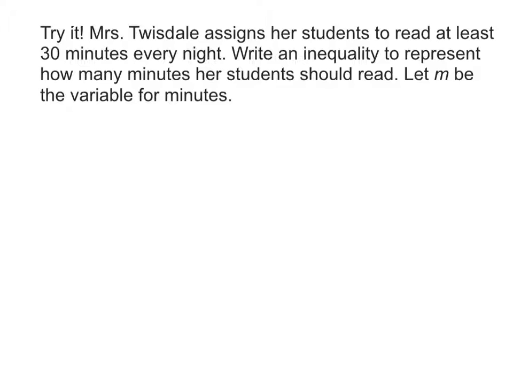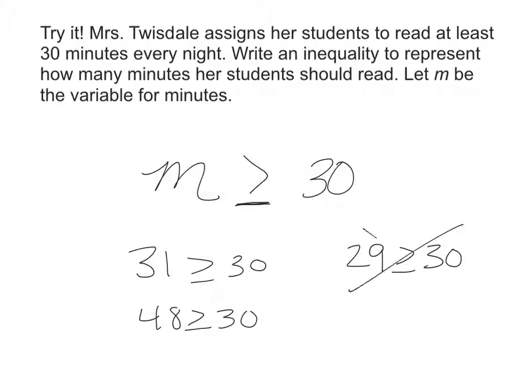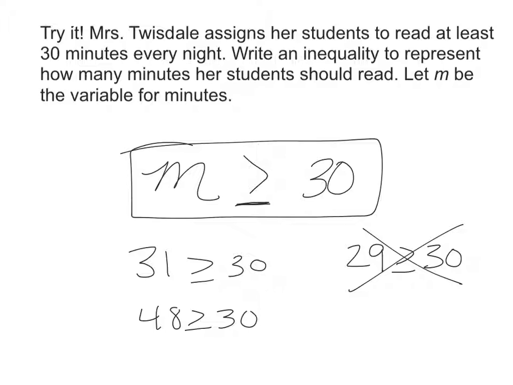Okay, hopefully you got this. I'm going to let M represent the number of minutes that my students need to read. And it says that they need to read 30 minutes at least. So M has to be greater than or equal to 30, meaning you could read 31 minutes, you could read 48 minutes, but you can't read 29 minutes. That's not a possible solution. So, excuse me, M is greater than or equal to 30 is the solution.